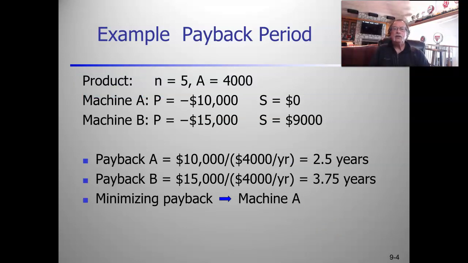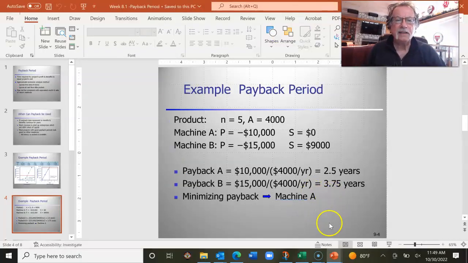If we were to do this project, we're going to compare two projects. They give you the same benefit of $4,000 a year. However, machine A costs $10,000 and has no salvage value. Machine B costs $15,000 but has a salvage value of $9,000. If your sole criteria is to minimize payback, you would pick machine B. Now let's look at this and let's evaluate this.